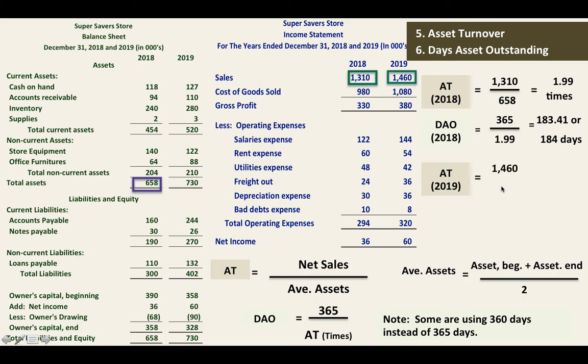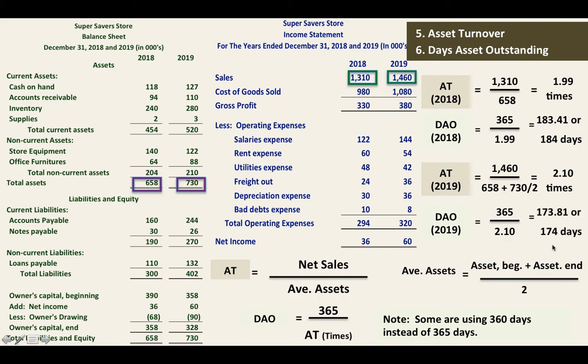Computing the asset turnover for 2019, you have the net sales of 1,460 divided by the average assets. In this case, we can now compute the average. So 658 plus 730 divided by 2, and that will give you 2.10. Meaning 1,460 divided by this average, you will get 2.10 times. And getting the days asset outstanding, you will have 365 days divided by 2.10. You will have 173.81 or 174 days. Okay?